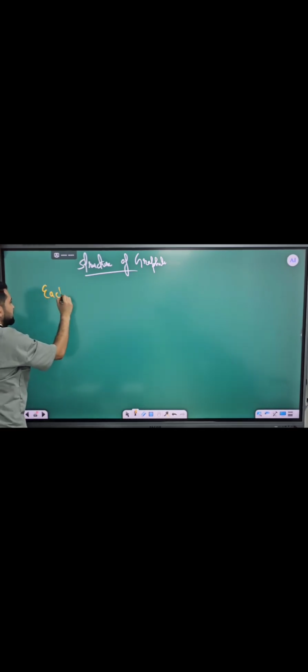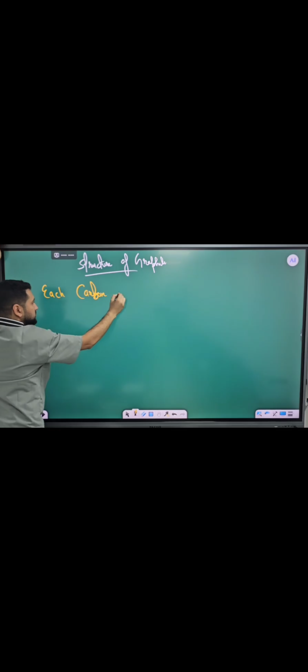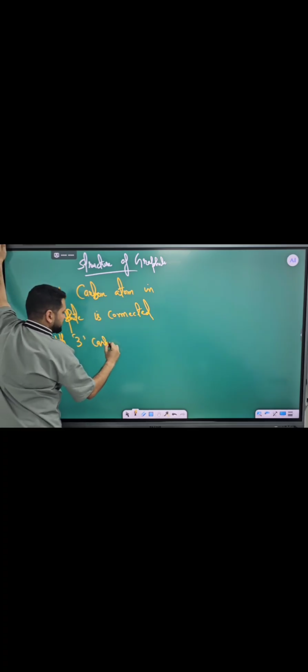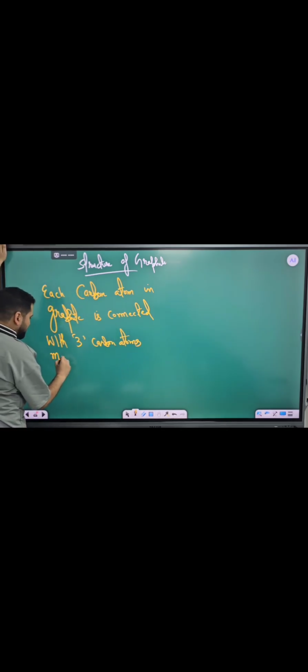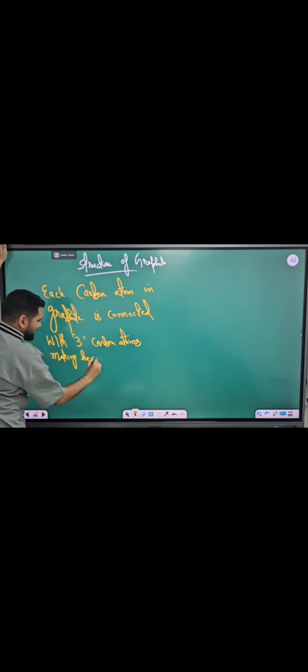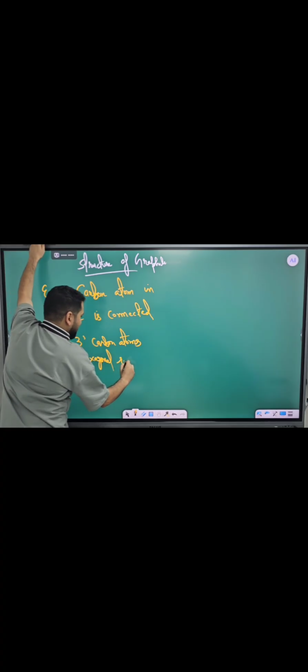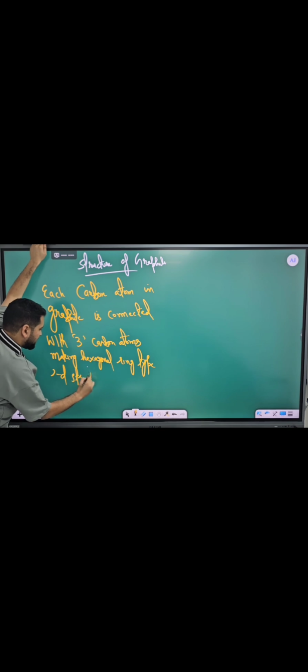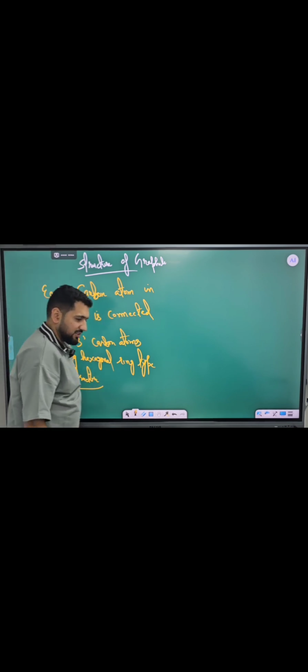Each carbon atom in graphite is connected with three carbon atoms, making a hexagonal ring type 2D structure. Graphite has a 2D structure, right?